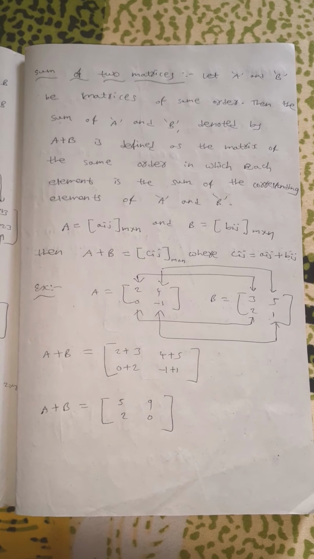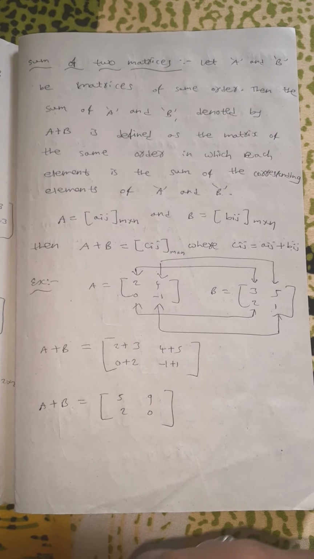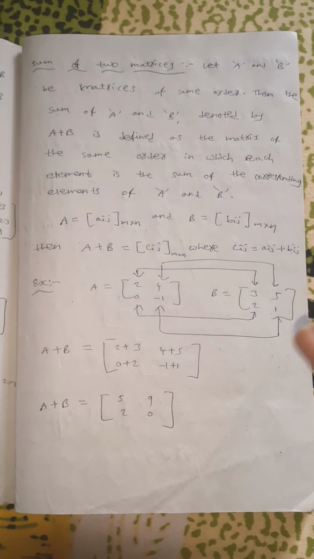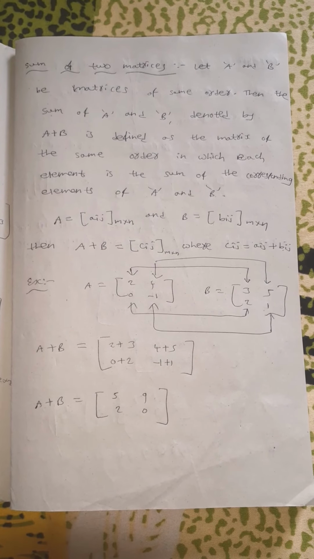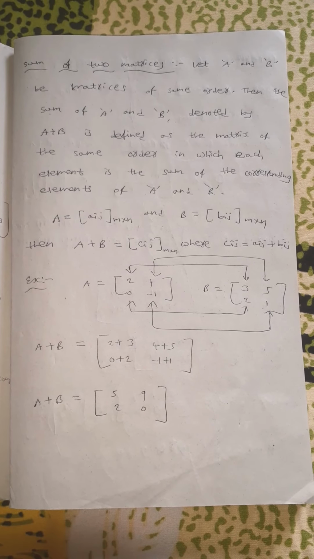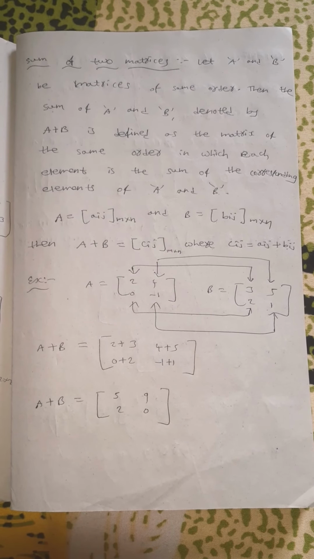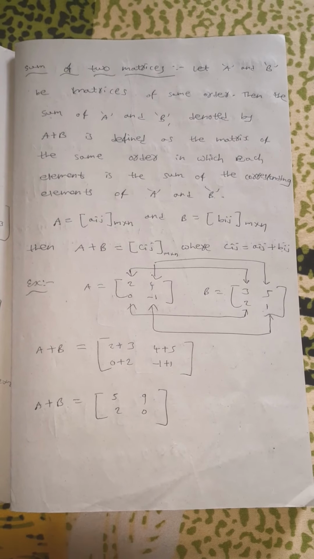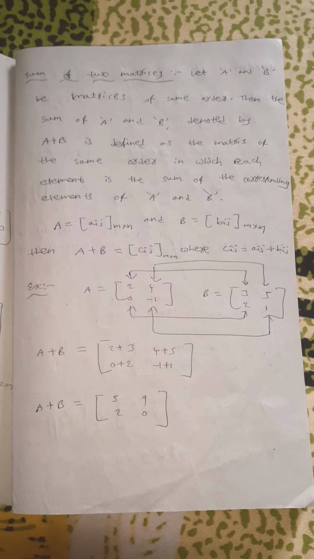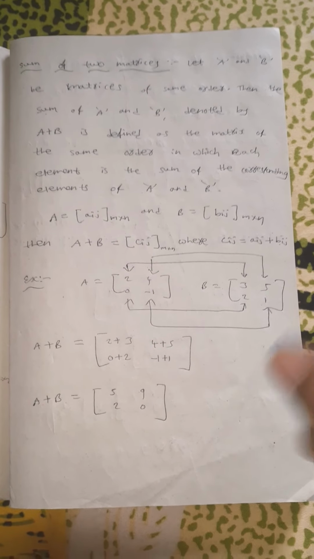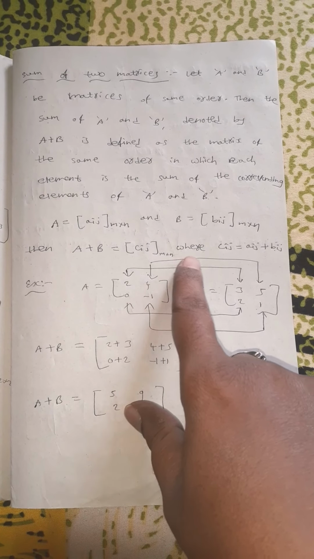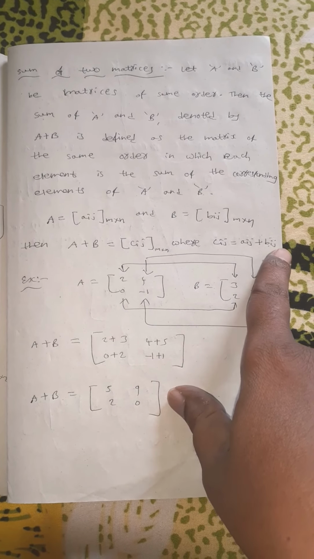So here the elements may be different but the order of the matrix should be the same. If you are taking a 2 by 2 matrix, you should take a 2 by 2 matrix only. Otherwise, if you are taking a rectangular matrix, you should take a rectangular matrix only. You can take either two square matrices or two rectangular matrices, but the order should be the same. Then A plus B equals Cij, m by n, where Cij equals Aij plus Bij.